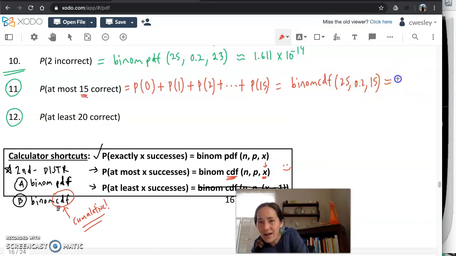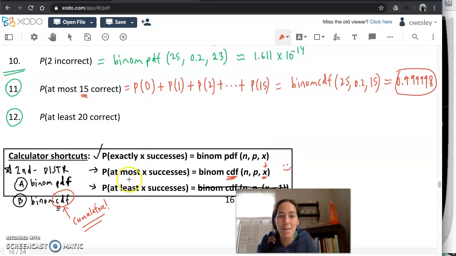So when I round, it basically rounds to 1. I'm going to put 5 nines and then maybe an 8 afterwards when rounded. So a very, very high probability of this occurring for an at most.